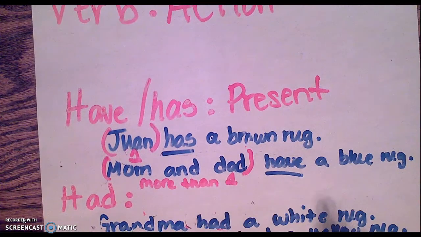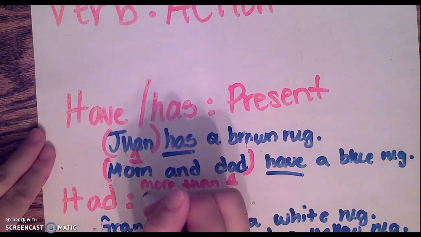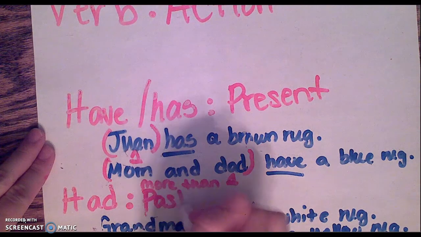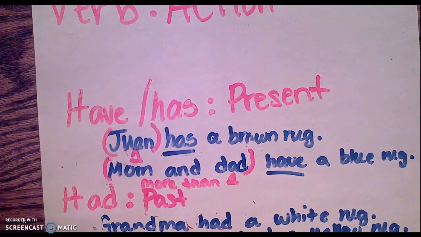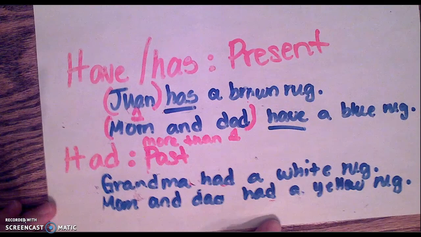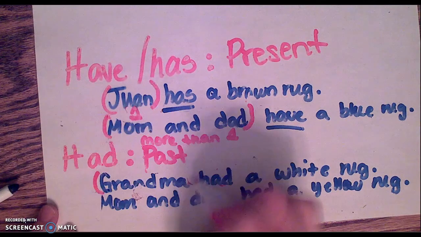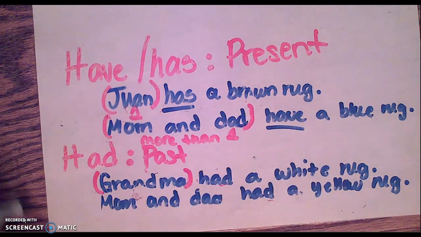Now, for the past, so present means it's happening right now. Past means it already has happened. So had is in the past. This is when your subjects have done the action in the past. So here, Grandma had a white rug.